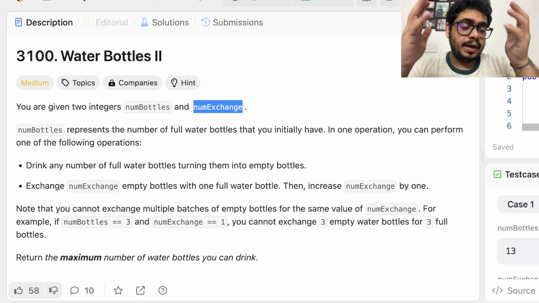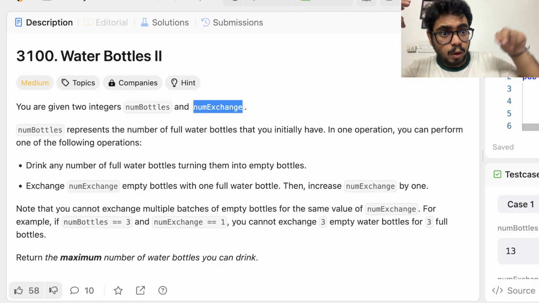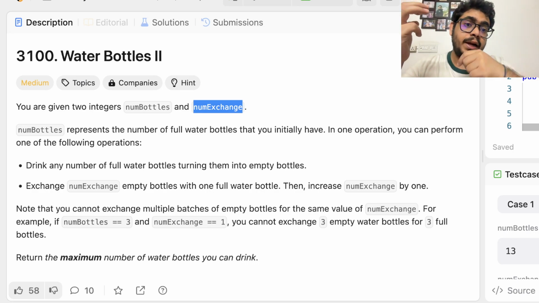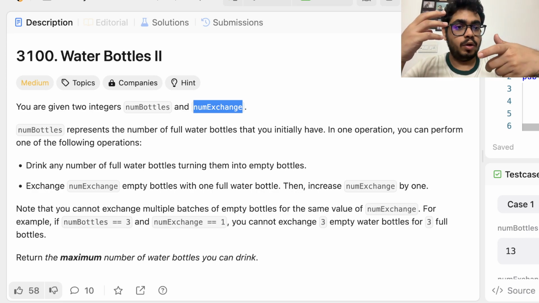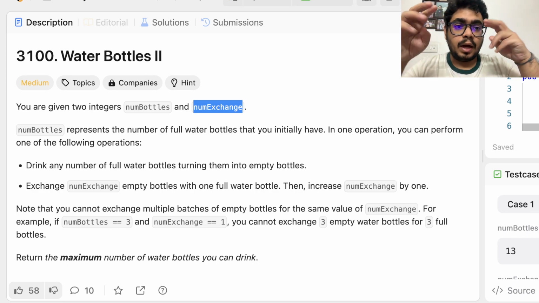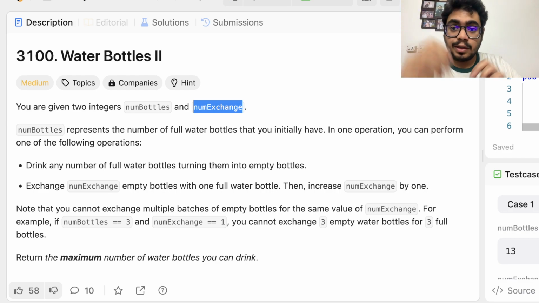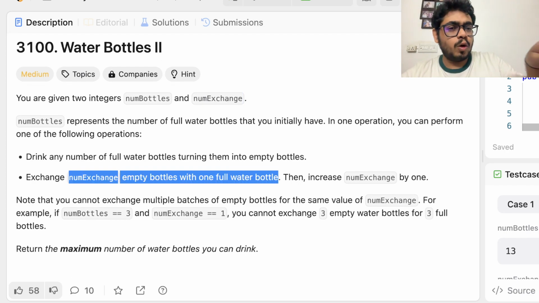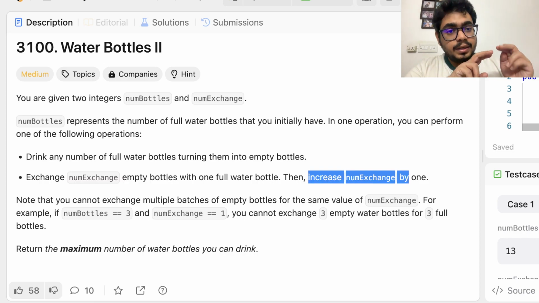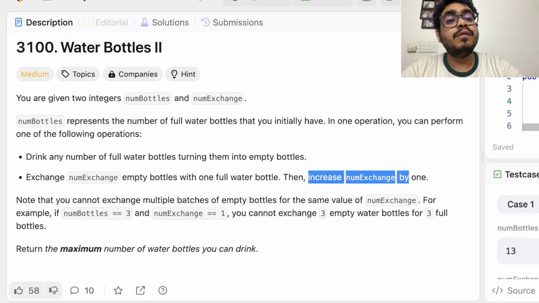So let's say initially we had 3 total bottles. We went ahead and drank all the 3 bottles. So 3 we have drunk already. Now we can give 2 bottles and get one more full bottle and we can drink it. So now we have drunk 4 bottles and we have 2 empty bottles. Ideally we could have again given these 2 empty bottles and got a new full bottle. But the question says, after you make one such exchange, giving 2 bottles and getting one back, the number of exchange value increases by 1. So now you need 3 empty bottles to exchange for one full bottle.